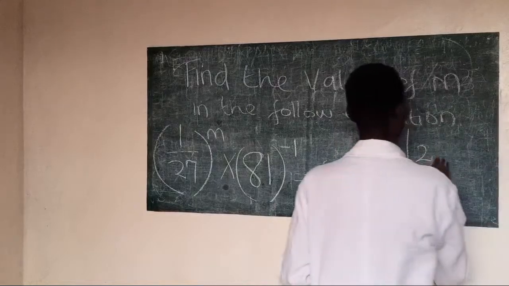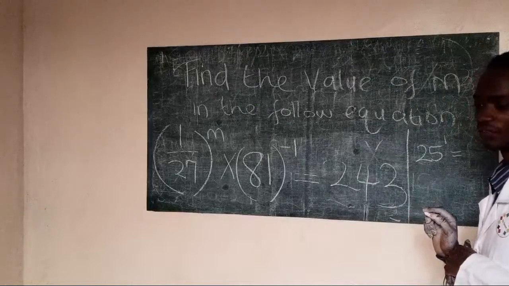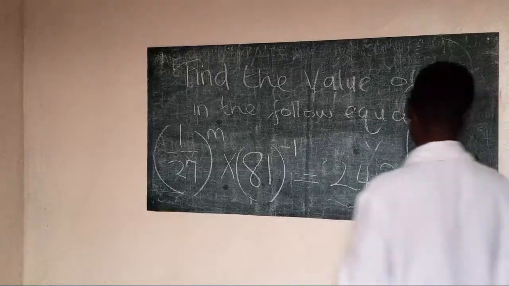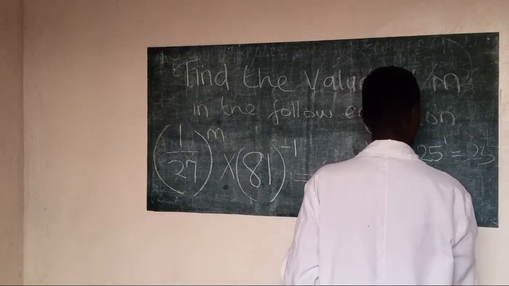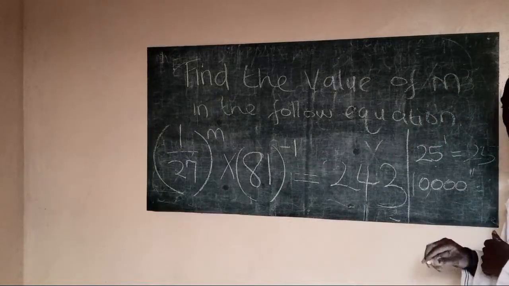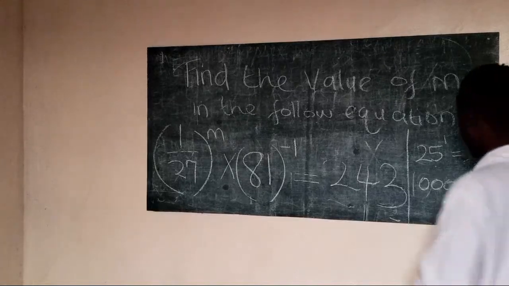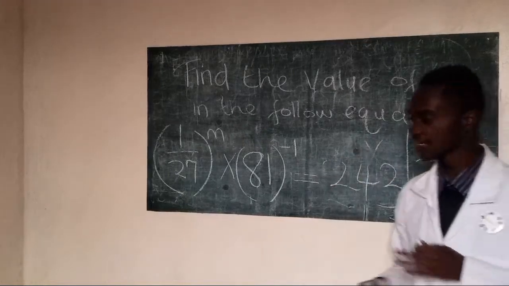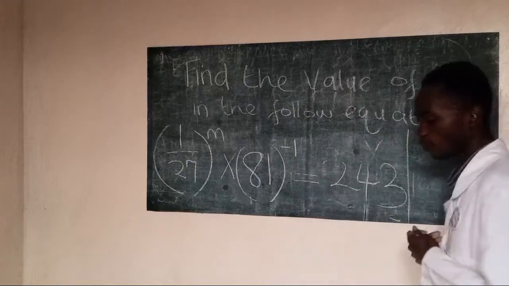What is 25 raised to power 1? 25, sio? What is 10,000 raised to power 1? It becomes 10,000. So another law of indices says that any number I raise to power 1 is the number itself, isn't it?